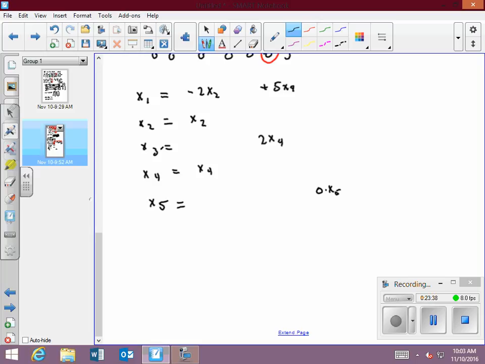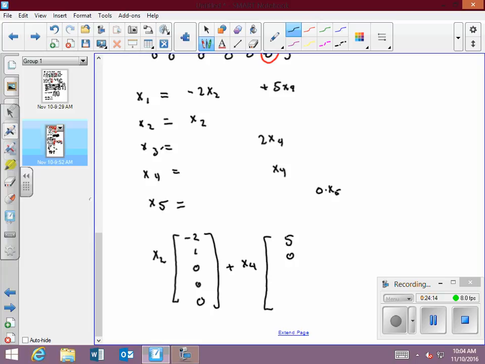So then if I take x2 and its vector is minus 2, 1, 0, 0, 0, plus x4, and that's 5, 0, 2, 1, 0. You could write x5 as zeros, but it means nothing.